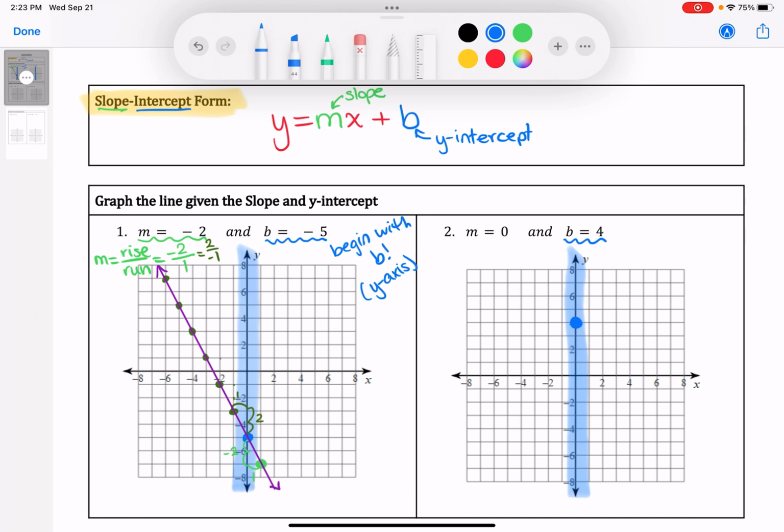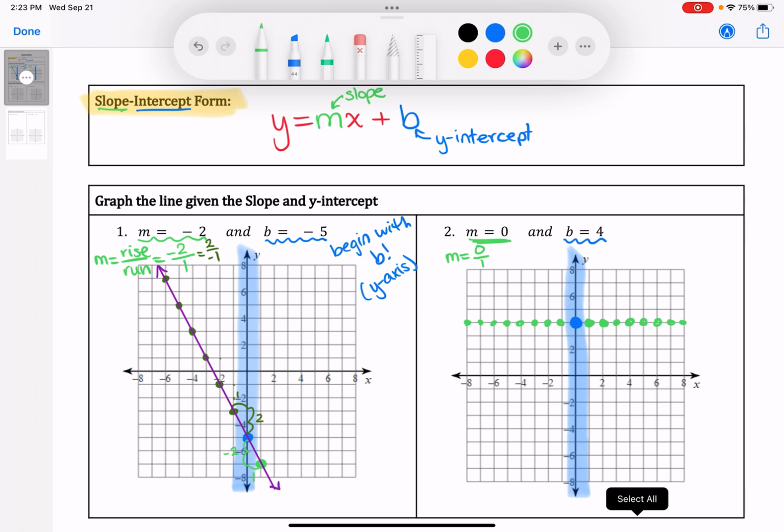Now here it says that my slope is 0. So that would mean that my rise is 0 and my run is 1, right? So I could do that, rise 0, run 1. And then again, and again, and again. Or I could go the opposite way, right? 0 divided by negative 1 still gives me 0, and I could go this way and go all the way across my graph that way if I wanted to.